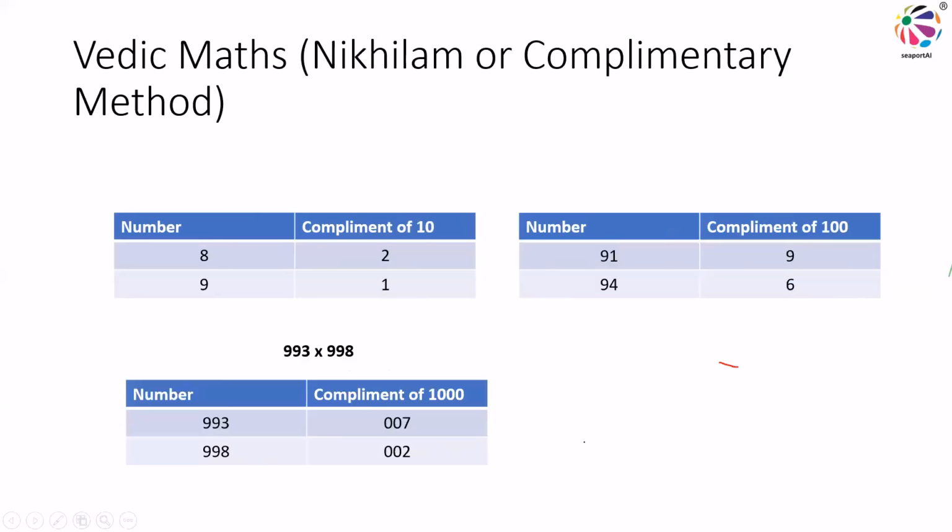Now, how much is 993 into 998? First, what you do is take 1000. You write it as a 3 digit number because there are 3 zeros. Now, what will you do? Find the difference. Multiply.